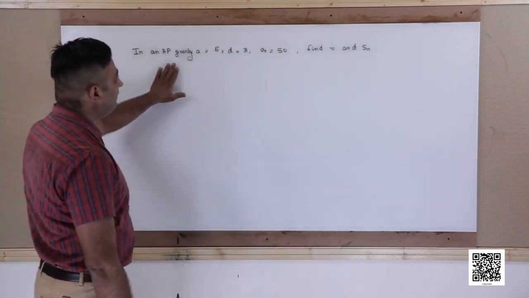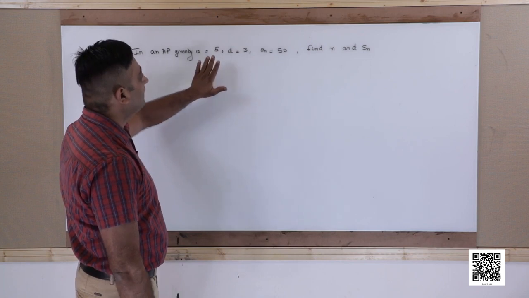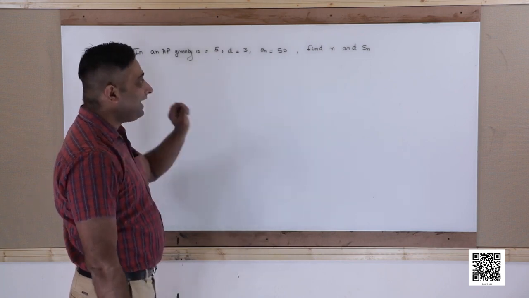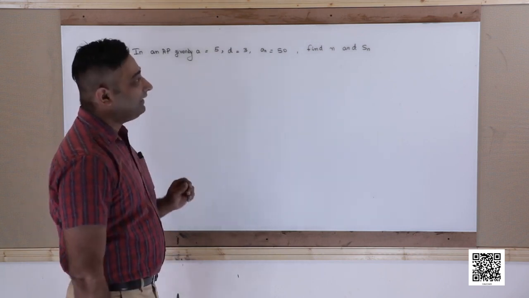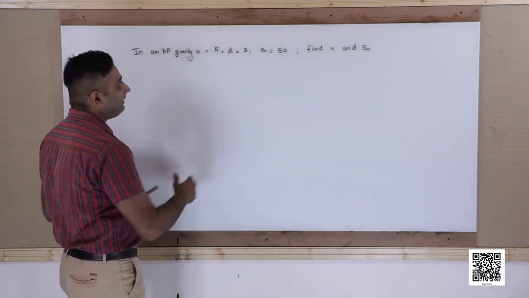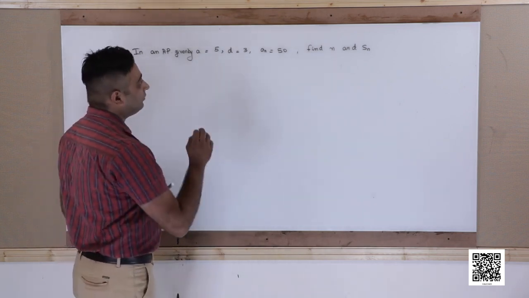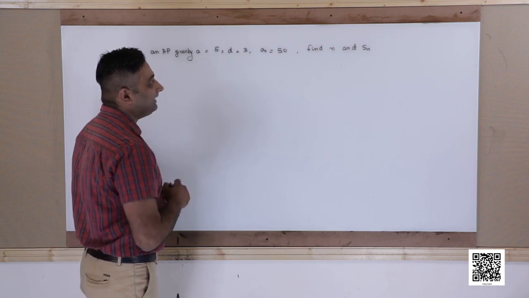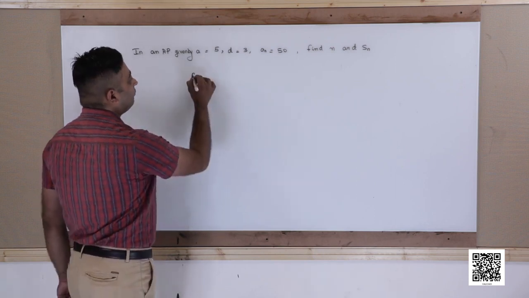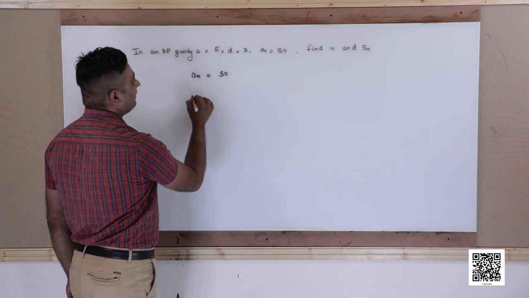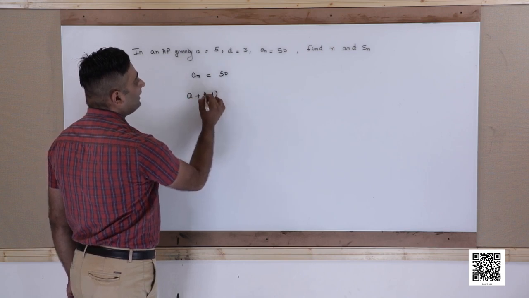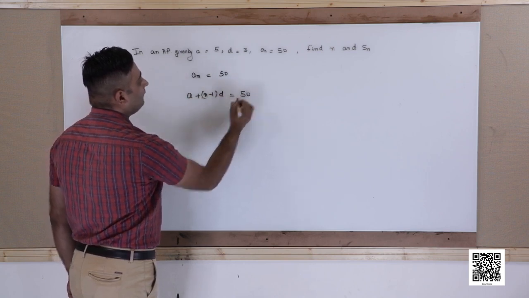In an AP given by a is equal to 5, d is equal to 3 and nth term is 50, find n and Sn. We are given an AP whose first term is 5, common difference is 3 and nth term is 50. So we are given an is equal to 50, that means a plus (n minus 1) into d is equal to 50.